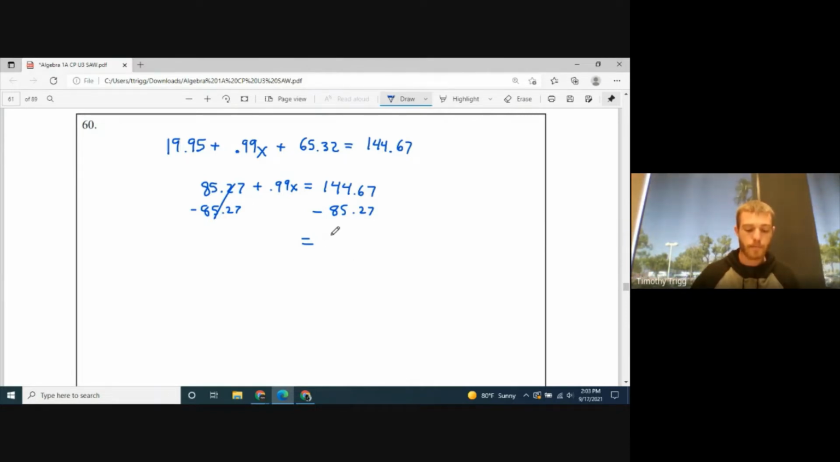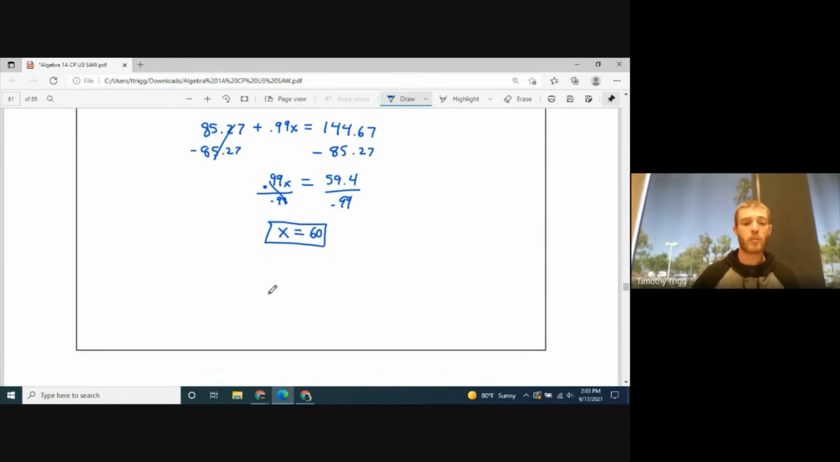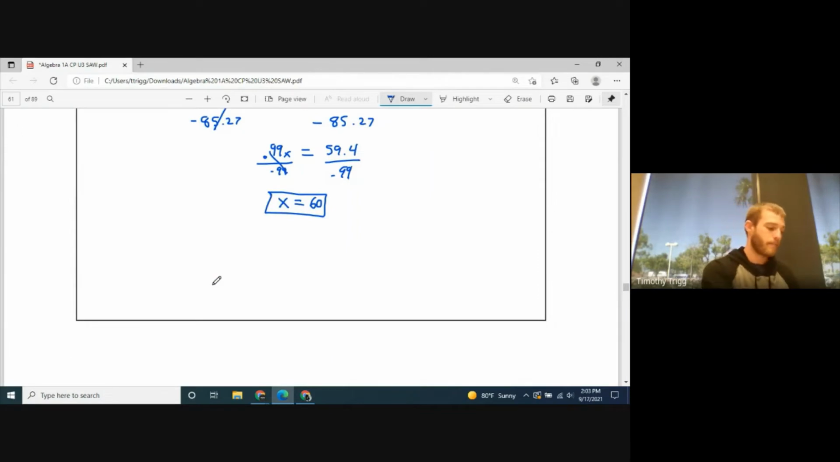This gives us 59.4. On this left side, we still have 0.99x. Go ahead and divide both sides by 99 cents. And this will tell us how many miles he drove. 60. So he drove a total of 60 miles. Since this is a word problem, make sure to write your answer in a complete sentence.